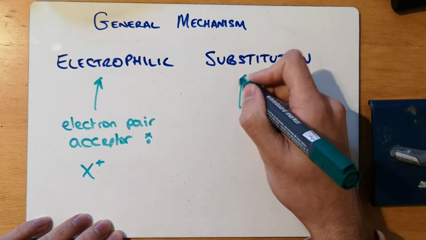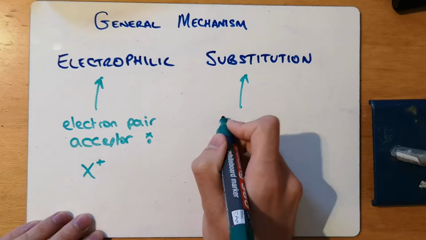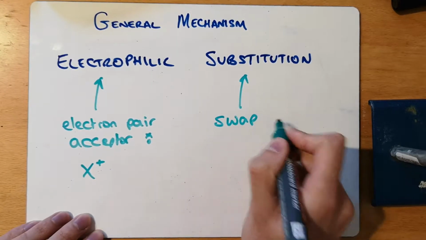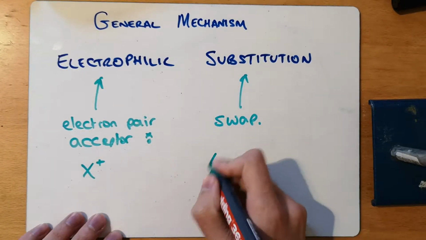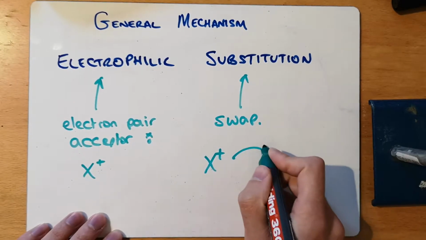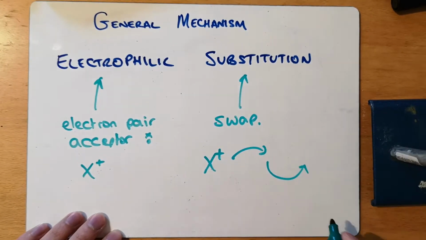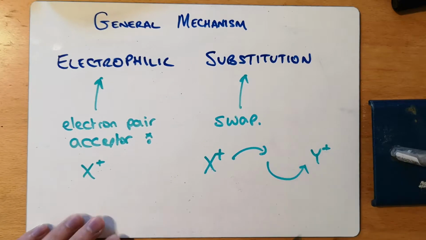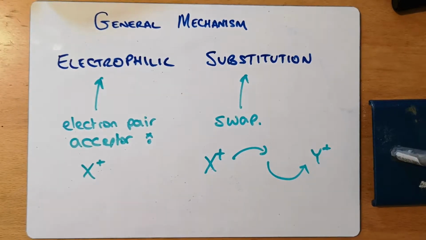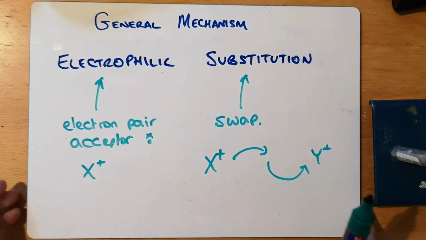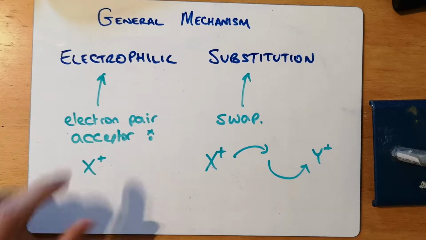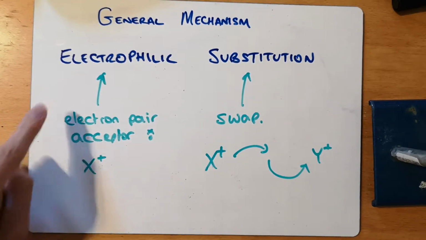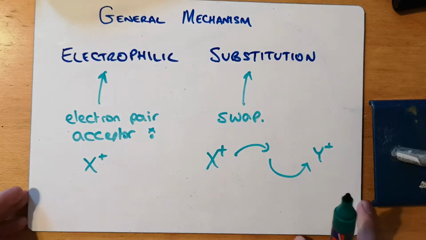Now the next bit, substitution, just means we're going to swap it with something. So our electrophile is going to go on and something's going to come off, and that's generally another electrophile. So we're going to have an electron pair acceptor, so look out for that. That's going to be our electrophile, and we're going to swap it around.